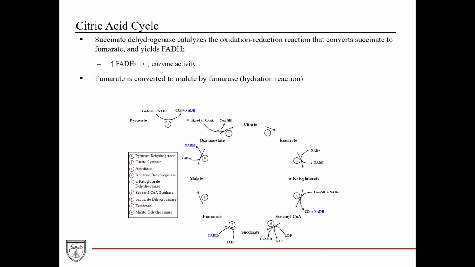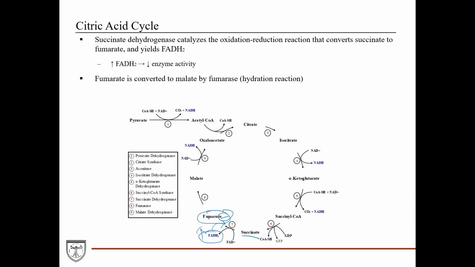Then you have succinate dehydrogenase, which catalyzes the oxidation reduction reaction that converts succinate into fumarate here. This yields an FADH2, which is very important to know. Again, just like NADH in these reactions, if you have a buildup of FADH2, this will feedback inhibit this enzyme and decrease enzyme activity.